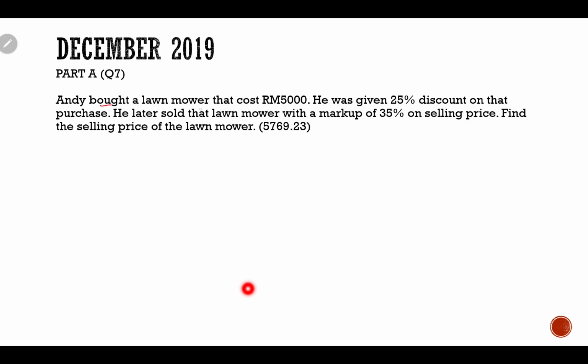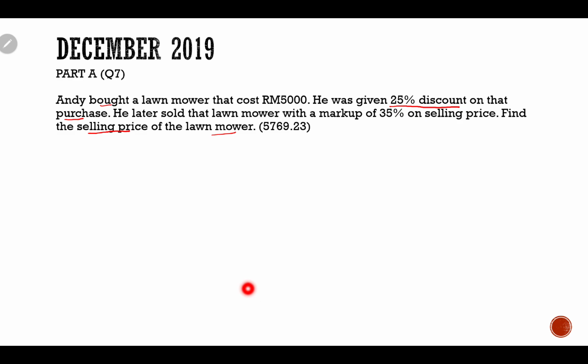Andy bought a lawn mower that cost 5,000 ringgit. He was given a 25% discount on that purchase. He later sold that lawn mower with a markup of 35% on selling price. Find the selling price of the lawn mower.